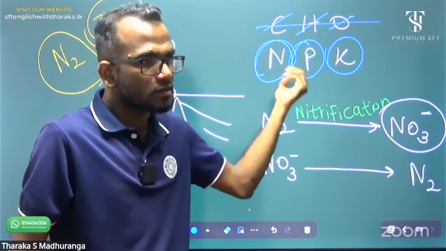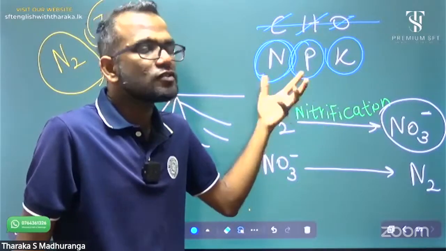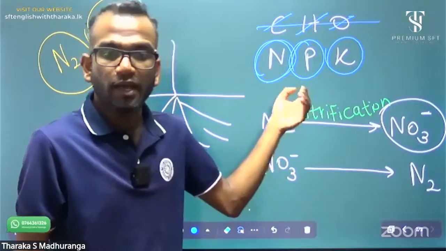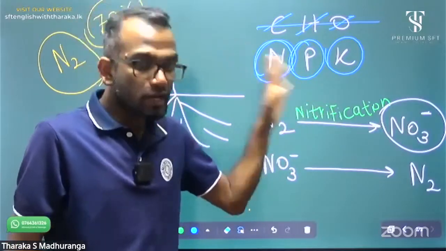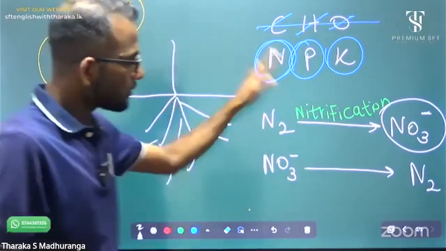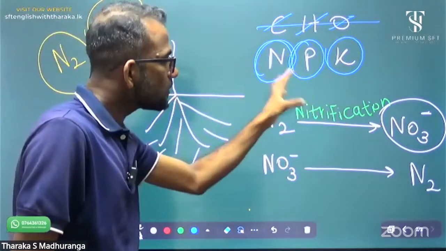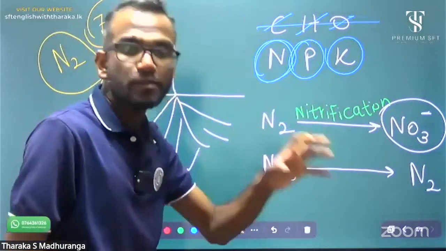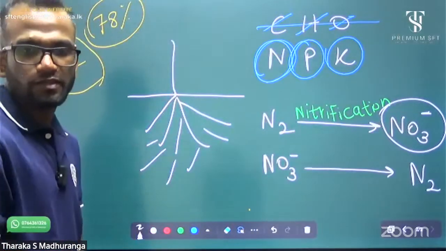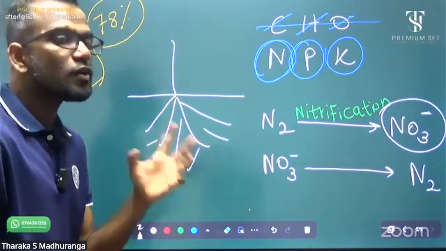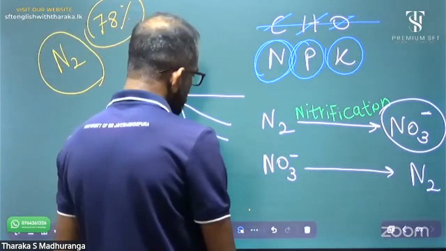Not only that, there are Rhizobium and many more, Anabaena, Clostridium. I'll explain one by one. However, it converts nitrogen into nitrate in aerobic conditions. It's an aerobic process. It should have oxygen, right?